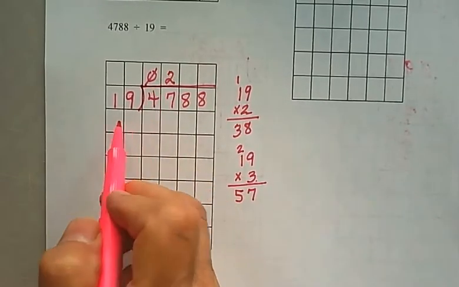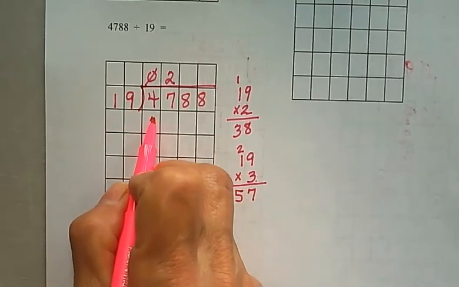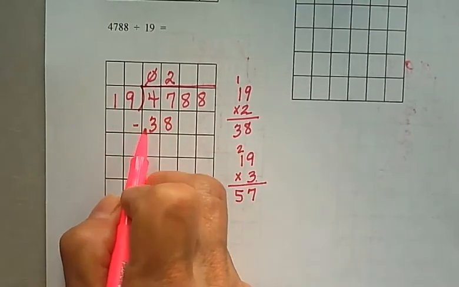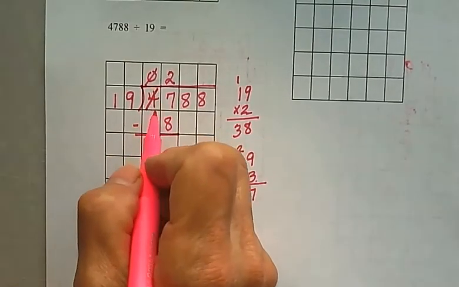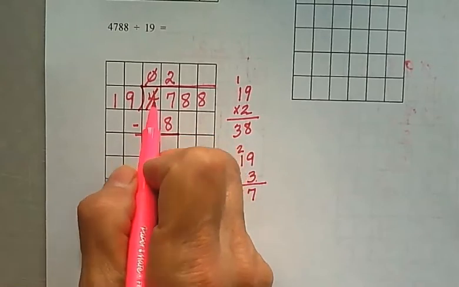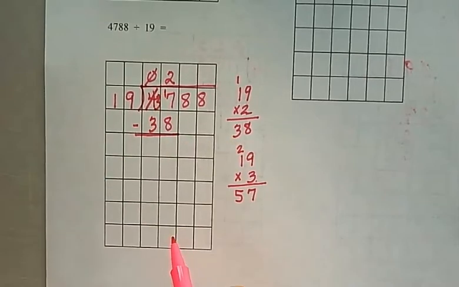All right, so we did our divide. Now we do our multiply. 19 times 2 is 38. Now we do our subtract. Can't take 8 away from 7, so I borrow. Boy, you have to use all your math skills, don't you, with long division? This becomes a 3. This becomes a 17.